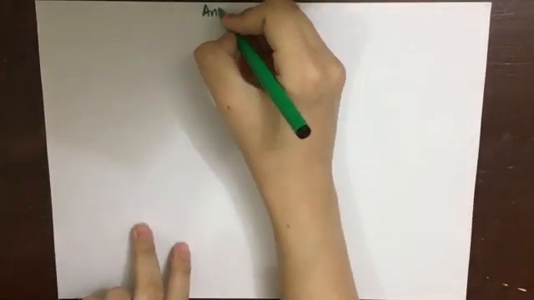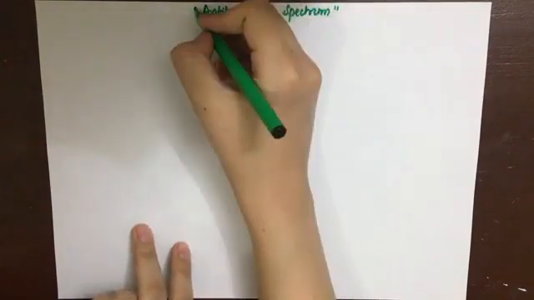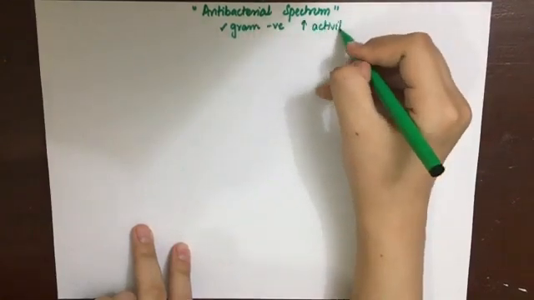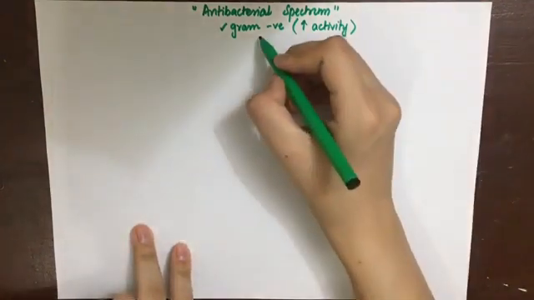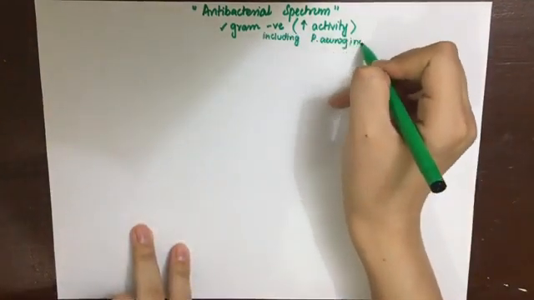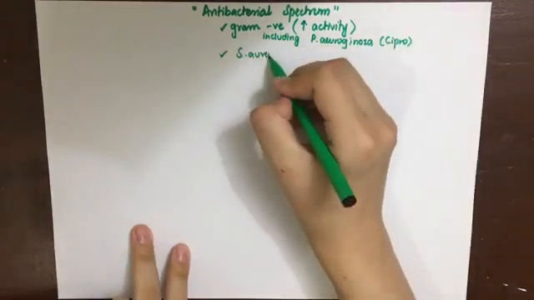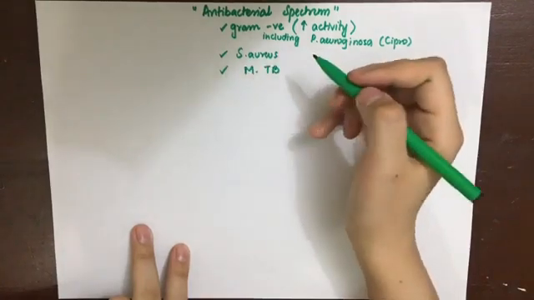Coming to their antibacterial spectrum and their uses, they have high activity against gram-negative organisms such as E. coli, Enterobacter, Proteus, Klebsiella, Salmonella, Shigella, H. influenzae, Neisseria gonorrhoeae, meningitis, cholera, and Campylobacter jejuni. They also have activity against Staph aureus and Pseudomonas aeruginosa, as I previously mentioned, and also Mycobacterium tuberculosis.